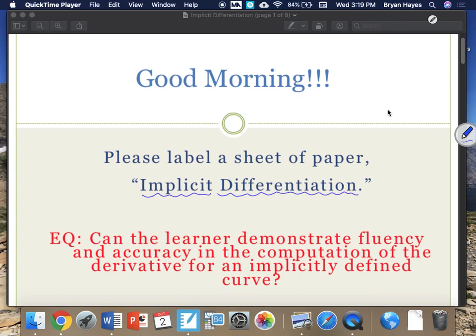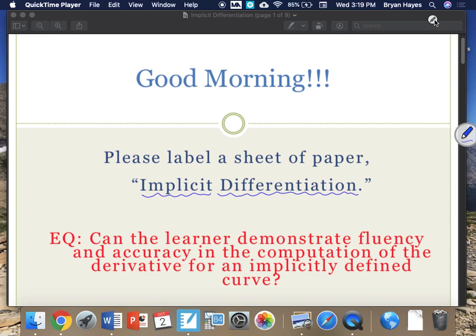There's going to be a little bit of follow-up practice on it tonight, and then when I come back tomorrow on Wednesday, we'll be able to go through and do a recap and a discussion of the homework. So our essential question is, can the learner demonstrate fluency and accuracy in the computation of the derivative of what we call an implicitly defined curve?